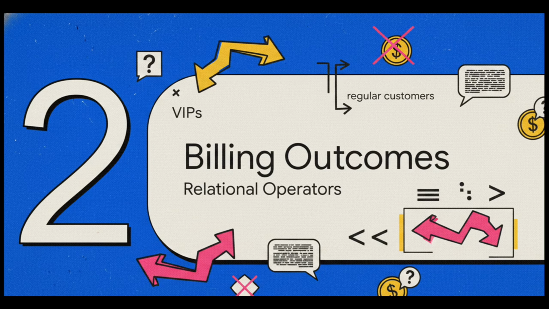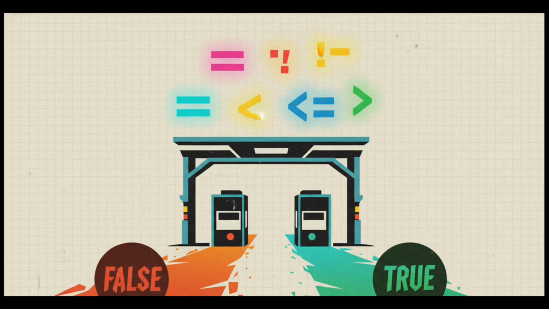Section 2. Billing outcomes. Okay, with that fixed, we can turn to our second bug. Right now, our checkout system is totally failing to apply the right checkout messages based on how much the customer is spending. VIPs are getting the regular, boring checkout message, and regular customers are getting VIP treatment. It's a complete mess. To fix this, we need to look at our relational operators.